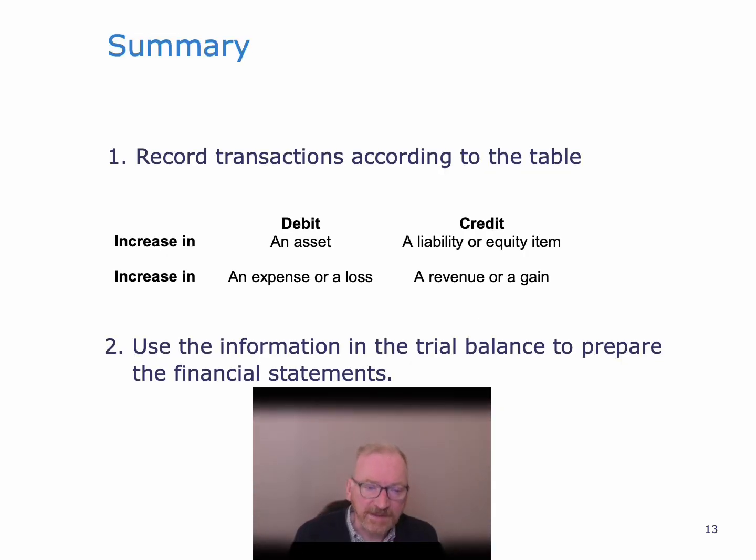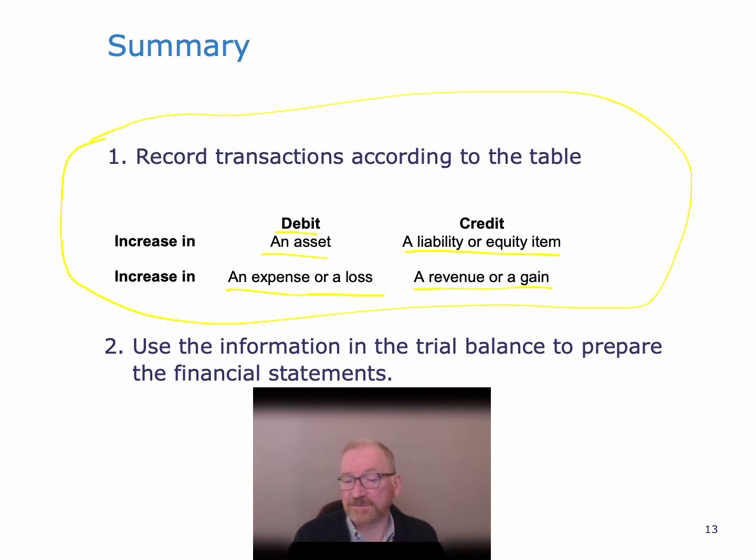So the summary here is to record the transactions according to the table: an increase in an asset is a debit, or an increase in expense or a loss is also a debit. An increase in a liability or equity item is a credit, or a revenue or gain. An increase in a revenue or gain is also a credit. And if you want the other side of the table, then you just say a decrease in whatever.